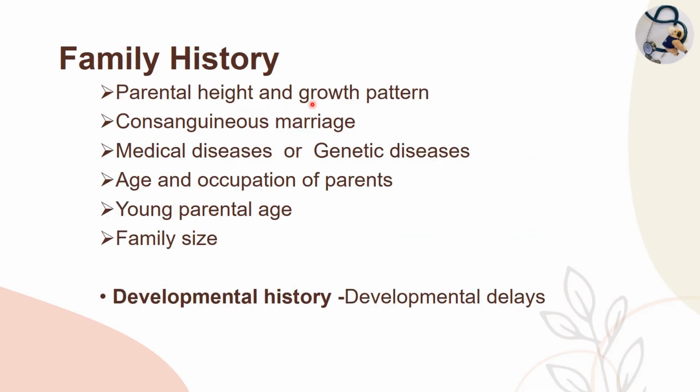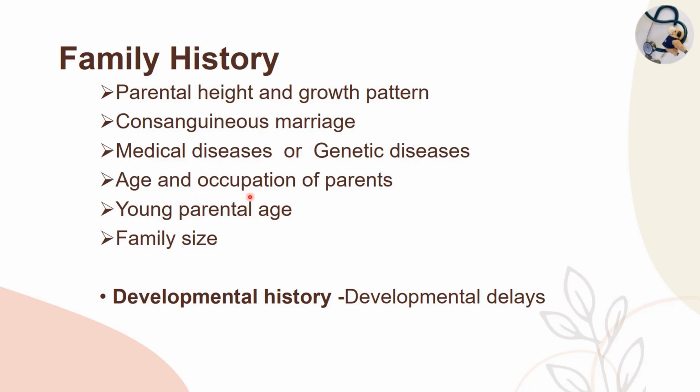Then you take a detailed family history. Here you need to take the parental height and growth pattern, how the parents' growth pattern was, that is important. And then whether consanguineous marriage was there or not, because many consanguineous marriages land up with some genetic diseases which may lead to failing to thrive.